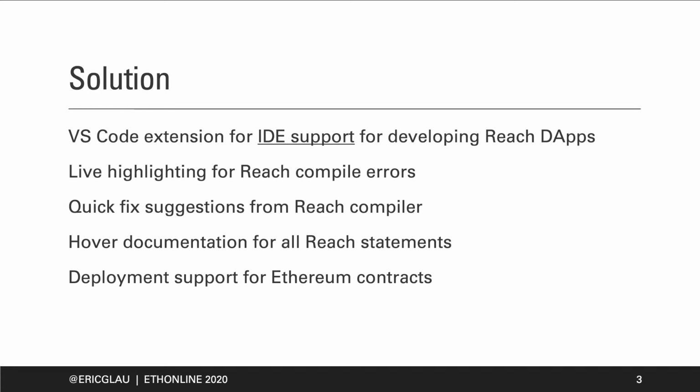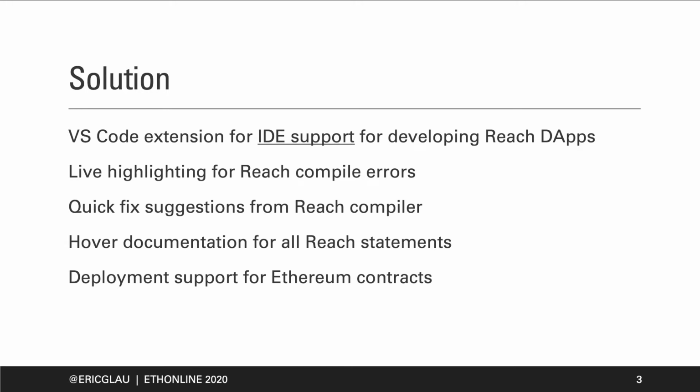To solve this problem, I wrote a VS Code extension to provide IDE support when developing decentralized applications with Reach. This gives you live highlighting for Reach compile errors, quick fix suggestions that come directly from the Reach compiler, hover documentation for all Reach statements, and deployment support for Ethereum contracts.